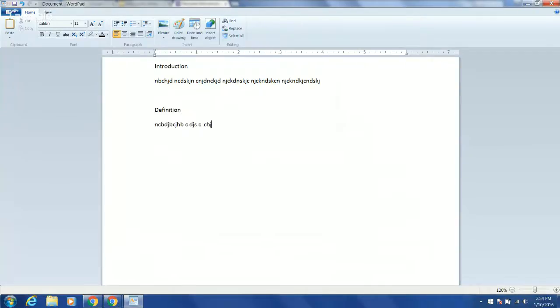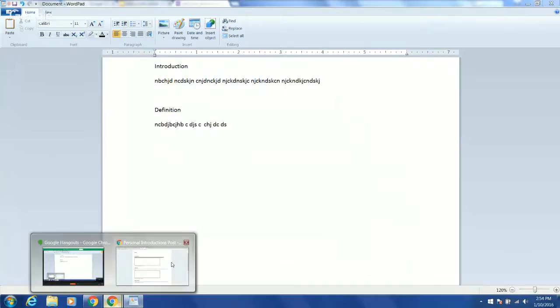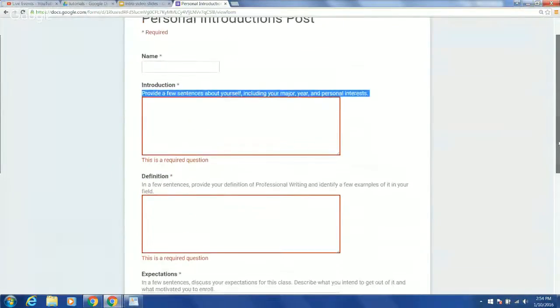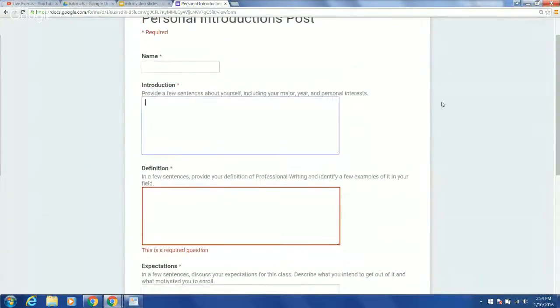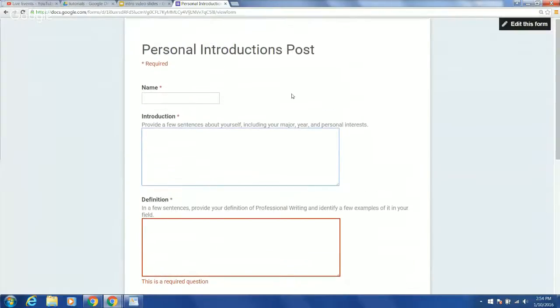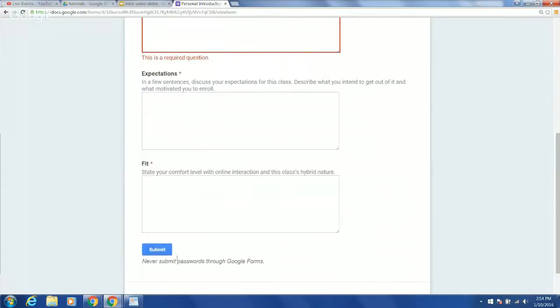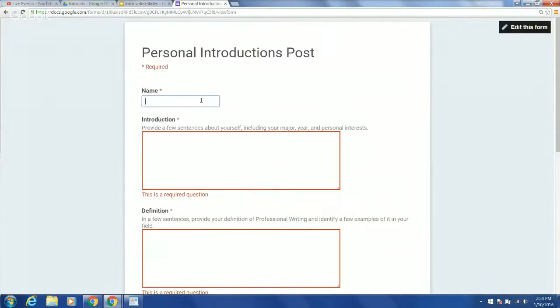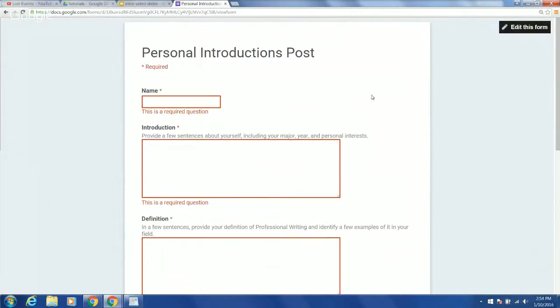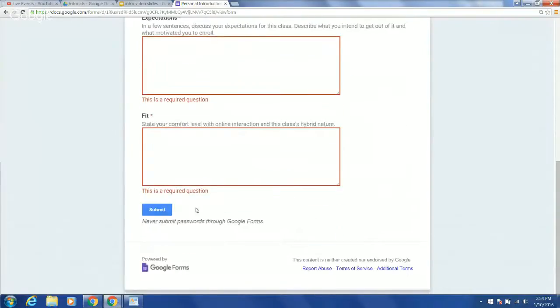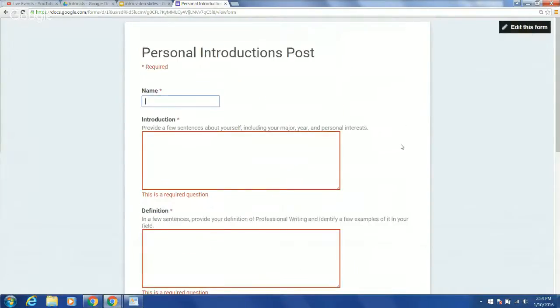That would be here. And then you just do the rest in the same fashion. You can see these are red and they say this is a required question. What that means is if you don't fill out something that's required, you actually can't submit a form. That's actually good, because what happens if, whoops, I forgot to put my name in there? It won't let you submit if you forget, because it's required. So you're never going to be in a sticky situation.